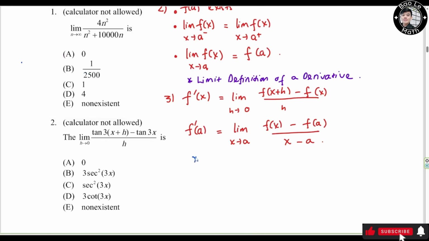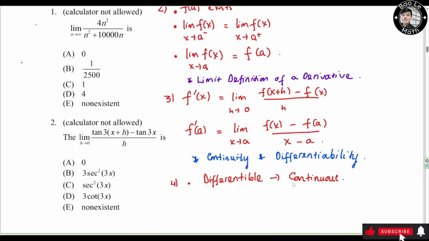Now number 4, we're going to talk about continuity and differentiability. If a function is differentiable at a point, then it is continuous at that point. If the function is continuous, then it may not be differentiable.